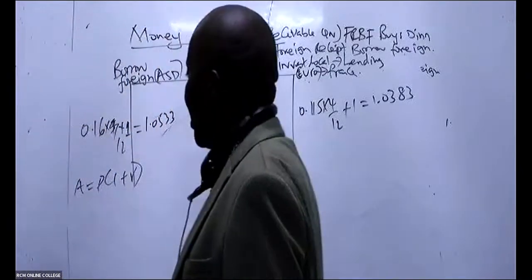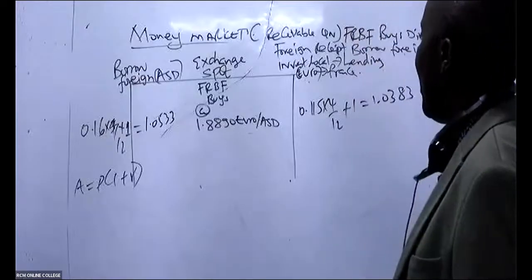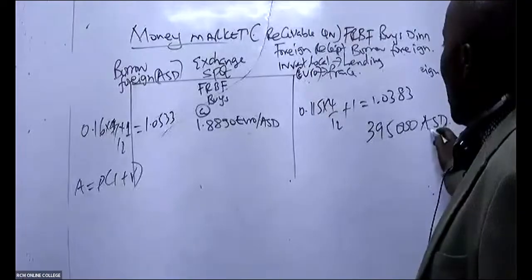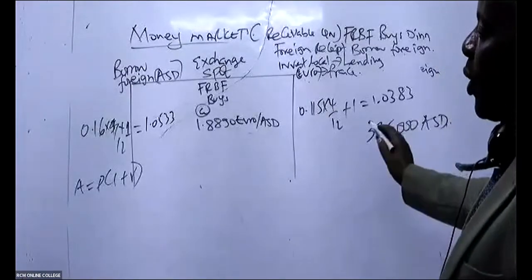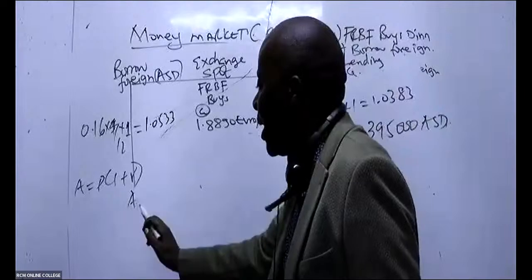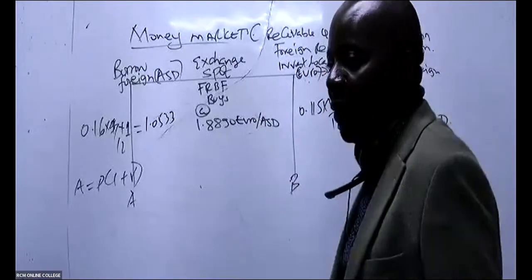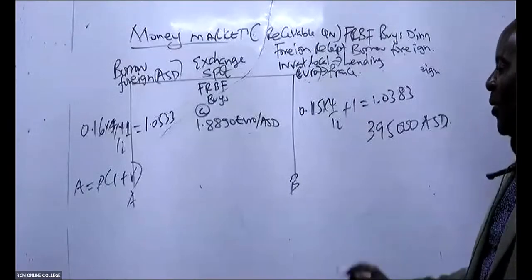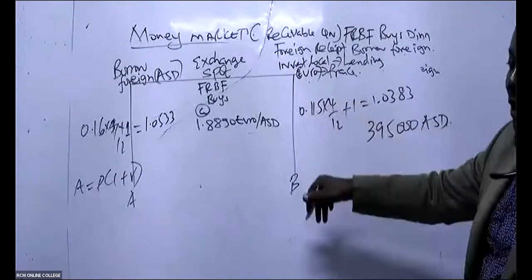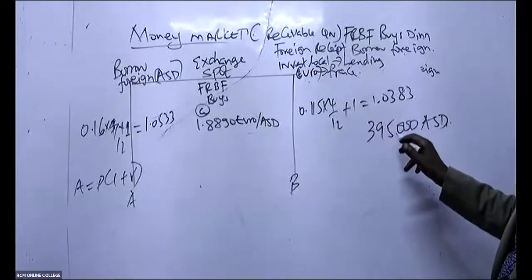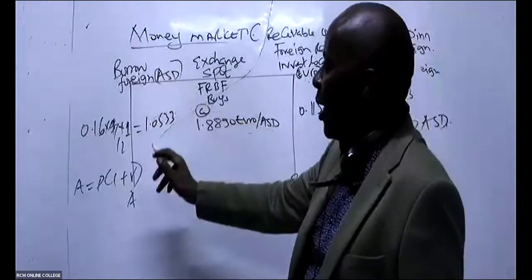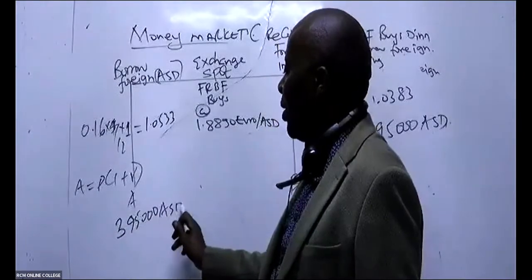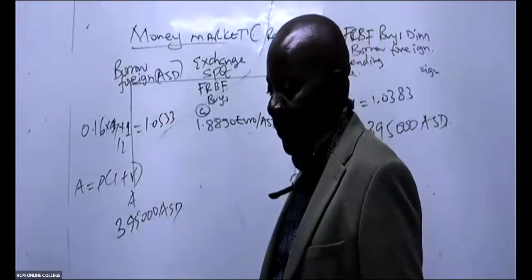1.0383. It's okay. Sasa pesa tufiche pesa chini ya meza. Ilikuwa pesa ngapi? Ilikuwa 395,000 Australian dollar. Tuweke kwa mguu gani? Tuweke kwa mguu ya A, ama mguu ya B? Hii lazima kwa mguu ya Australian dollar. It is here, 395,000 Australian dollar.